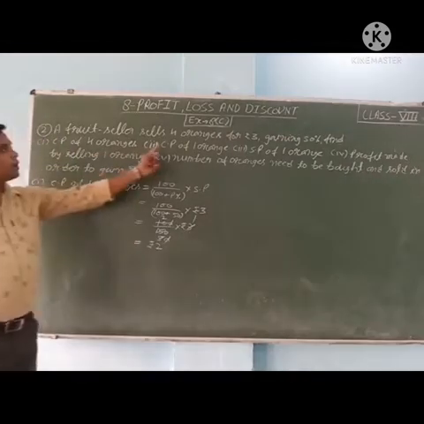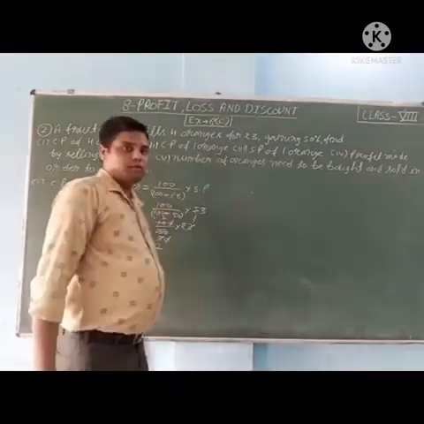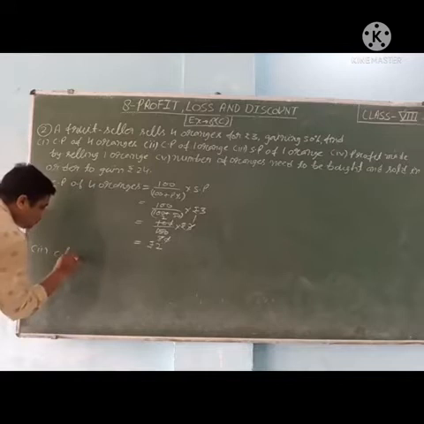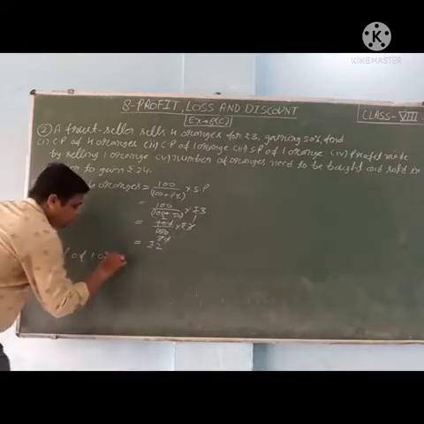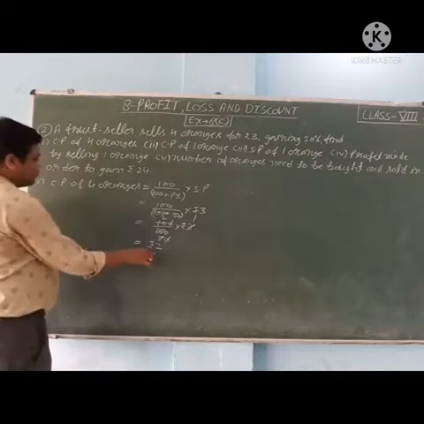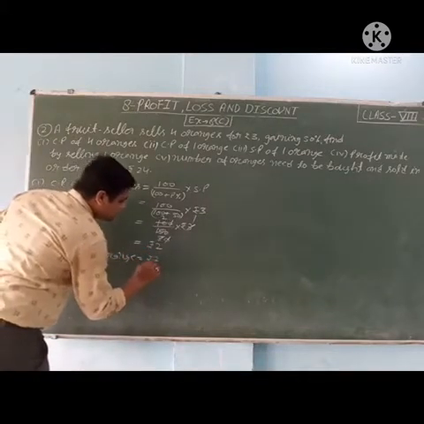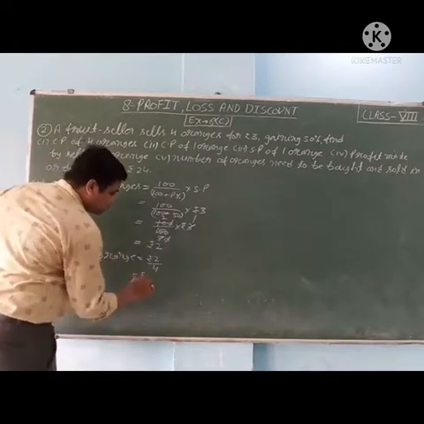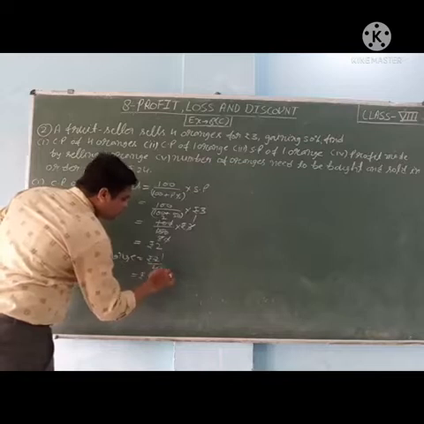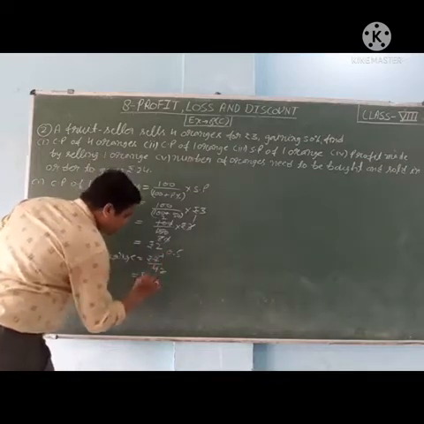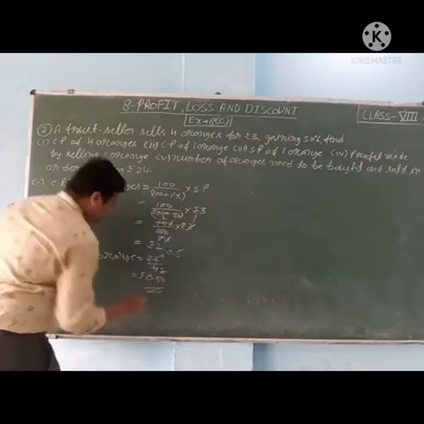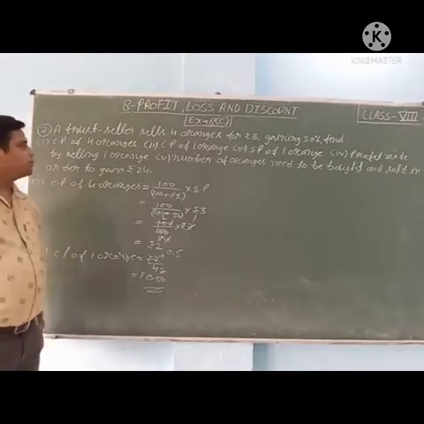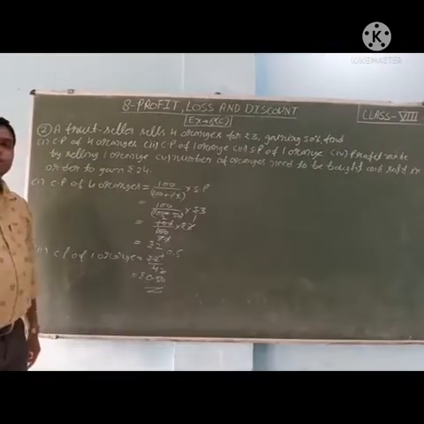Then second part, cost price of 1 orange. So we can find CP of 1 orange. It is the CP of 4 oranges, ₹2. So CP of 1 orange is ₹2 divided by 4, 2 1s are 2, 2 2s are 4, then 0.5. It means ₹0.50. So CP of 1 orange is ₹0.50.